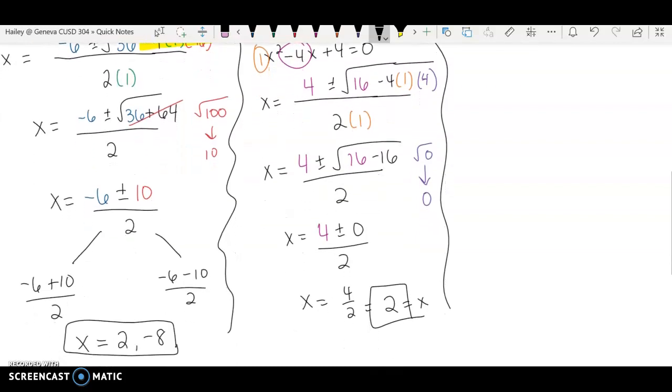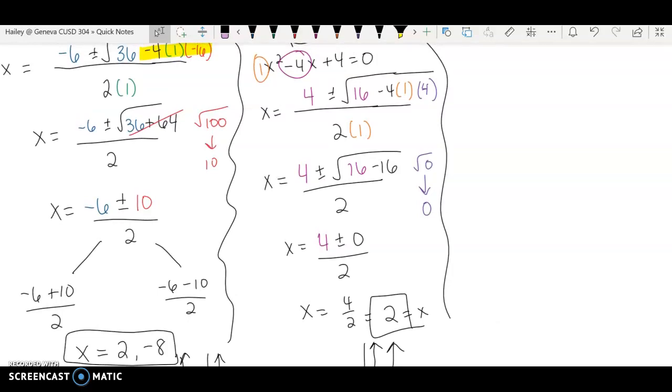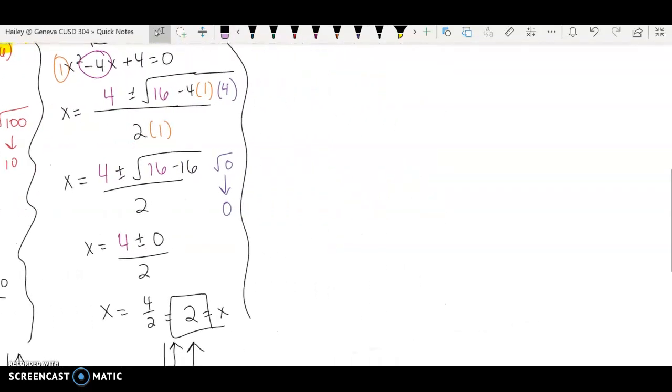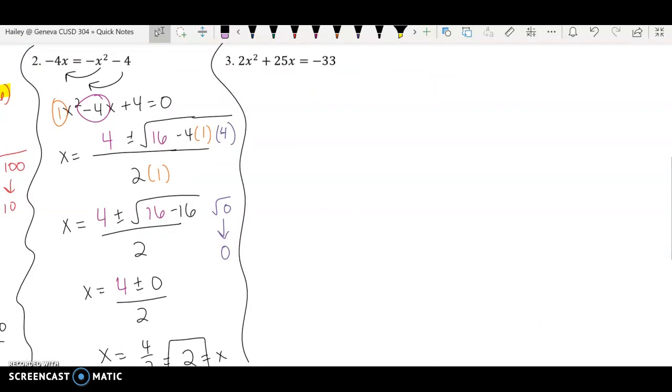So if we think about these two as graphs, the first one would be something like this, right? And this one, when you only have one answer, it would be a parabola like this. With that being said, we could probably guess what this next one is going to give us. Again, this one is a little bit uglier, but not too much to clean up. All we have to do is move the 33 over. Yes, these are big numbers, but that's not an indication of what type of answer you're going to get.